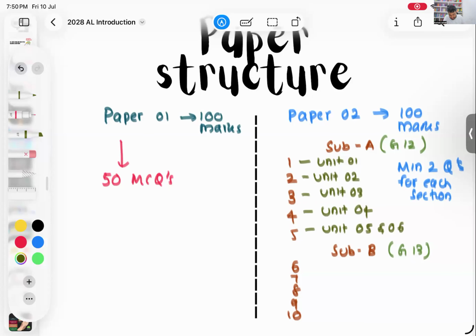Then same thing here. Question number 6 is unit number 7. That is a grade 13 syllabus, I told you, 7 to 12. Then question 7, unit 8. Question 8 is from unit number 9 and 10. Question 9 and 10 both are from unit number 11 and 12. So you exactly know that. So that way you can even nicely target, nicely plan and get it done.